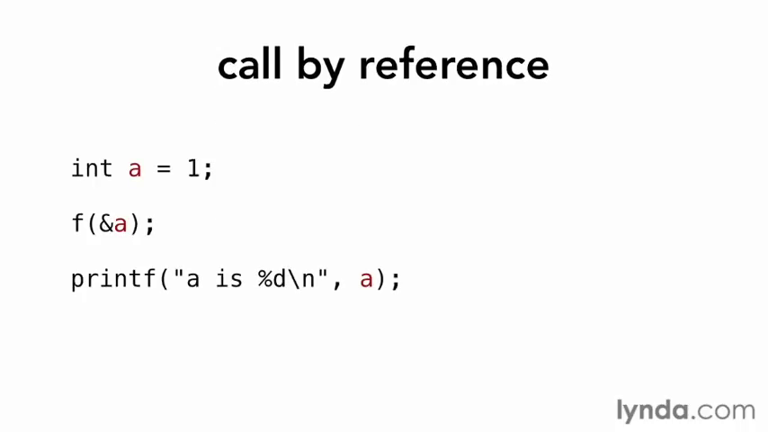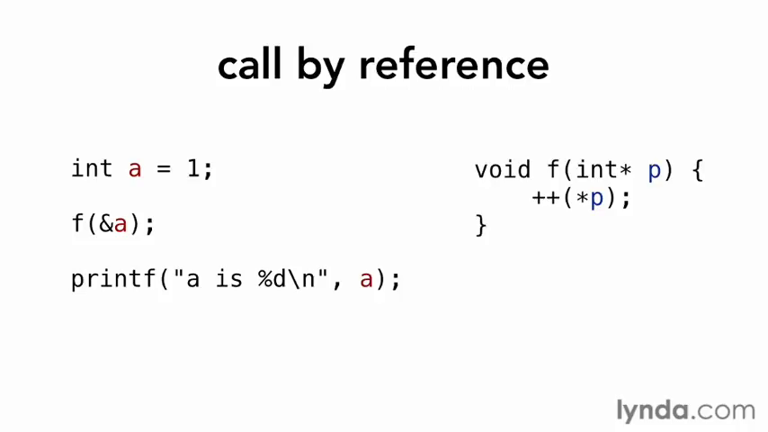The alternative to call by value is call by reference. To implement call by reference, you must do so explicitly. The advantage here is that you'll know by reading the code that a reference is being passed, and there will very likely be side effects. In this example, the ampersand in the function call parameter means to pass a pointer to a instead of the value of a. The ampersand is called the reference operator, or sometimes the address of operator.